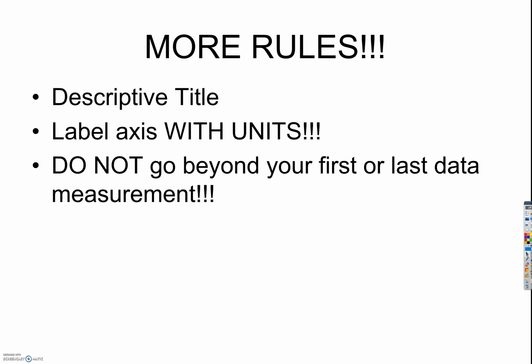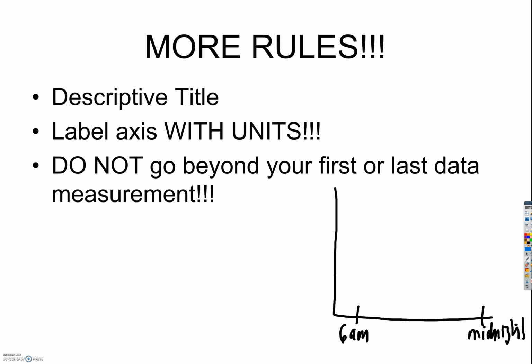Next, don't go beyond your first and last measurement. A lot of times you're tempted to continue a line, turn it into an arrow at the end and let it keep going, but you don't want to do that. On the one that you guys did, it started at 6 a.m., which you may have put out here, and the last measurement that was taken was at midnight. If you put 6 a.m. here and midnight here, and then you have your dots, your line connecting those dots should not have extended past 6 a.m. here, and it should not have extended past midnight here.